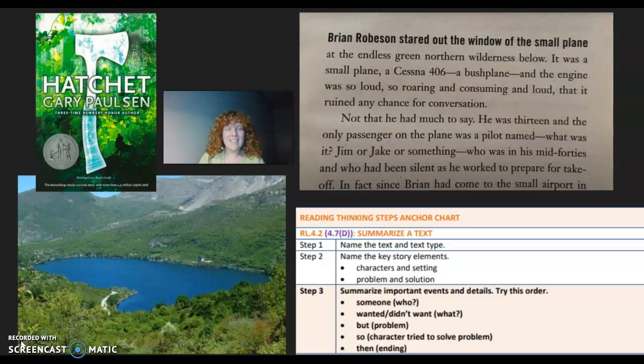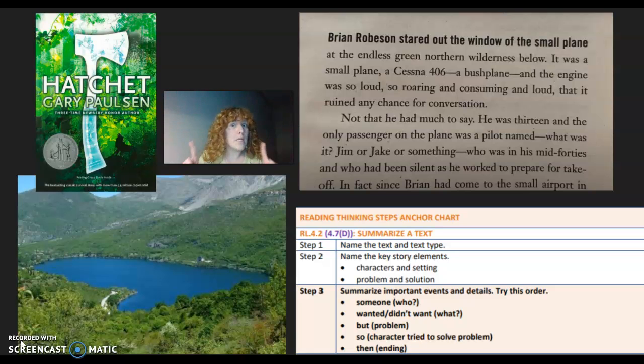Hi friends! Today we're going to learn how to summarize a fiction text by including important story elements. Now, summaries are the main points of the text. They tell us what happened. And good readers use summary to tell us what happened in the text briefly, because it's really boring when you have to hear everything again. It would take way too long. Now let's practice by summarizing chapter 1 of Hatchet.